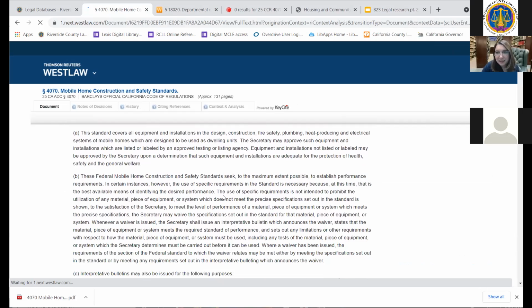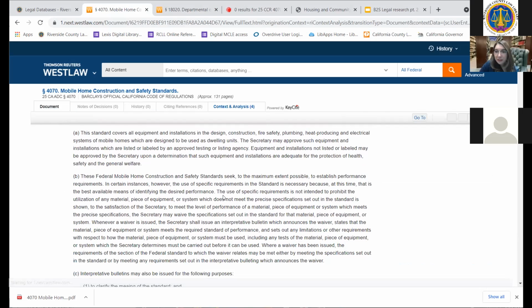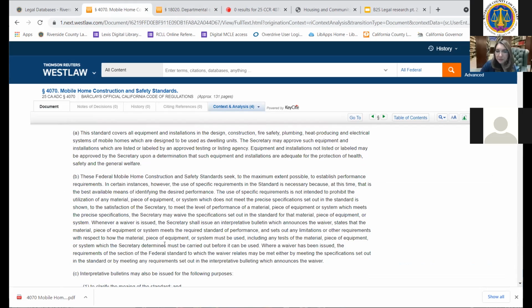I know that it's kind of like a back and forth process, but it kind of helps, depending on how your brain works. I like going back and forth between Lexis and Westlaw just to see what pops up.